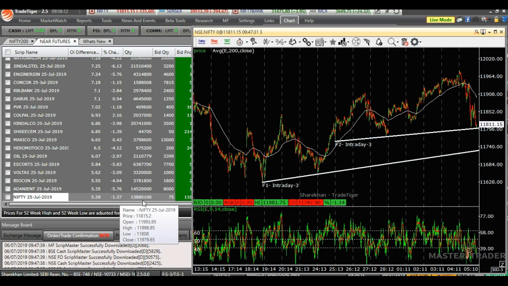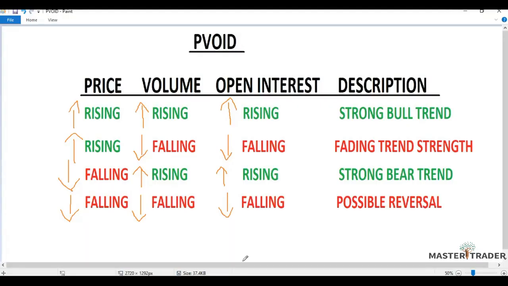And if you look at volumes, we have to compare volumes from the previous day. So now let's say that volumes have also gone up. So let's look at our table. We have a rise in open interest, we have a rise in volume, but we have a fall in price.